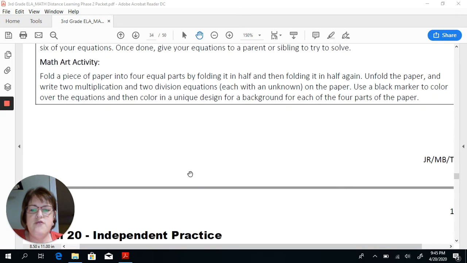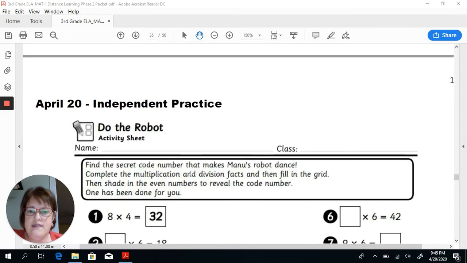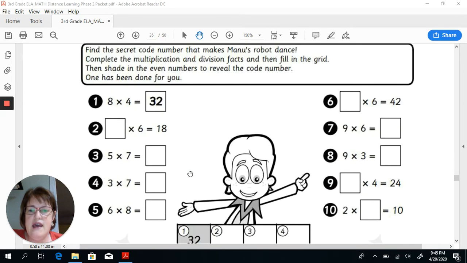Okay, so for April 20th, the independent practice, and for the 21st, you are basically using what you know about multiplication and division to figure out the unknown. Now remember, multiplication and division are inverse operations. So for example, here in number 1, when it says 8 times 4 is 32, 32 is the product, so the unknown is actually the answer.